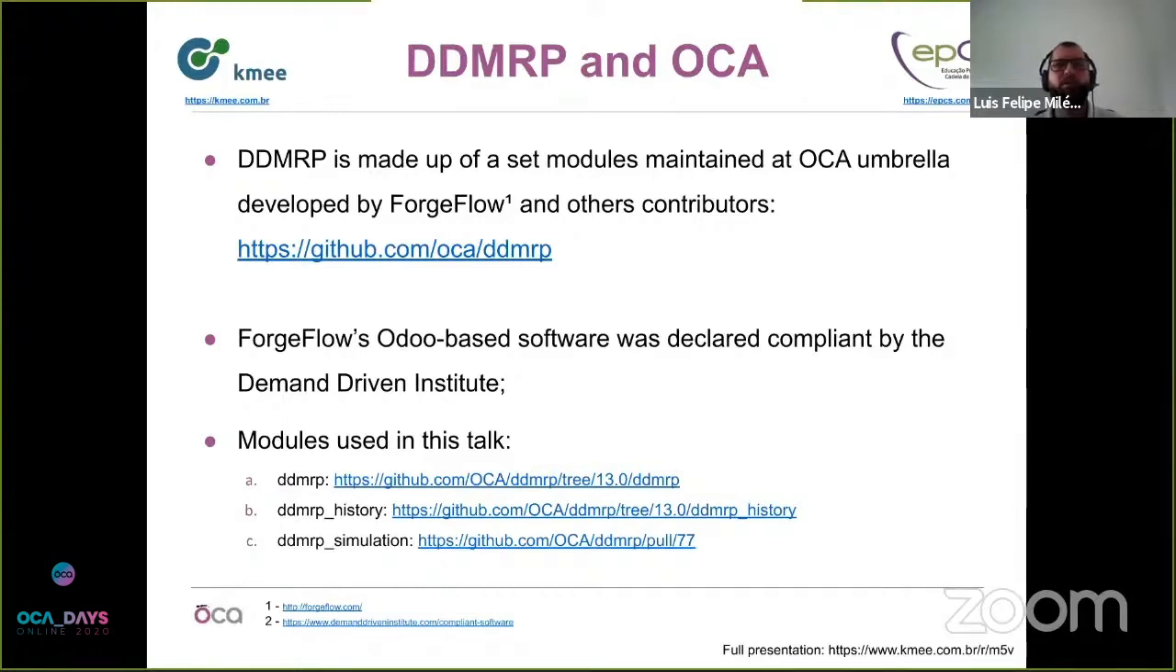Guys, I will show a little about the DDMRP and Odoo. The DDMRP are a set of modules maintained under the OCA umbrella. They are developed by ForgeFlow and other contributors. ForgeFlow's Odoo-based software was declared fully compliant by the Demand Driven Institute this year. And in this talk, I'm using these three modules that you can find on GitHub.